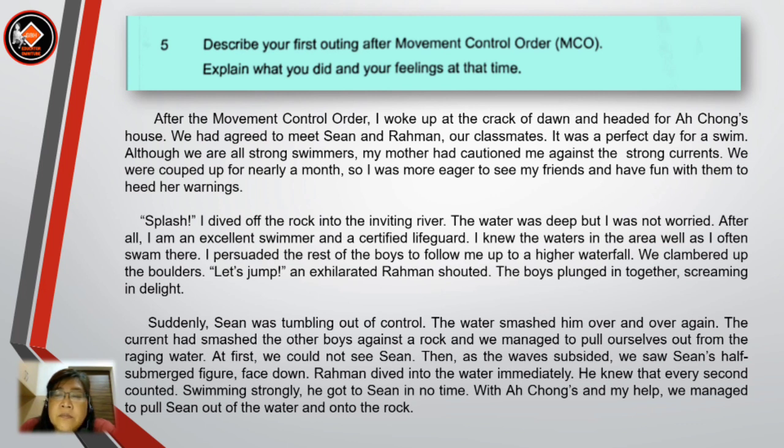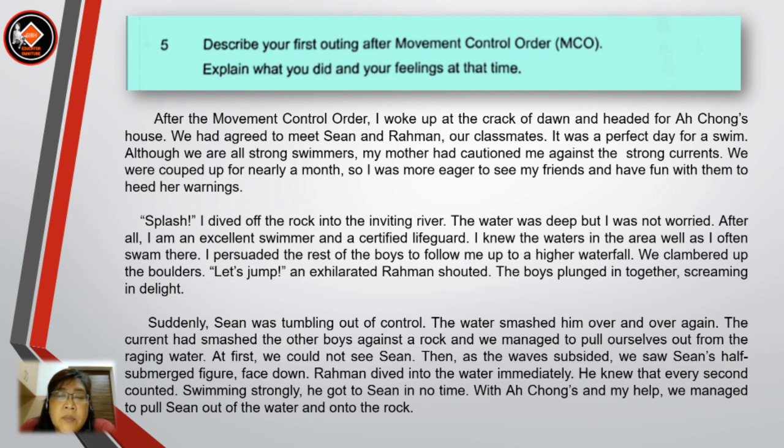The water was deep, but I was not worried. After all, I am an excellent swimmer and a certified lifeguard. I knew the waters in the area well, as I often swam there. I persuaded the rest of the boys to follow me up to a higher waterfall. We clambered up the boulders. "Let's jump!" an exhilarated Rahman shouted. The boys plunged in together, screaming in delight.